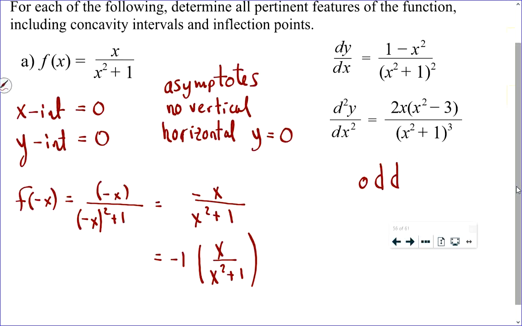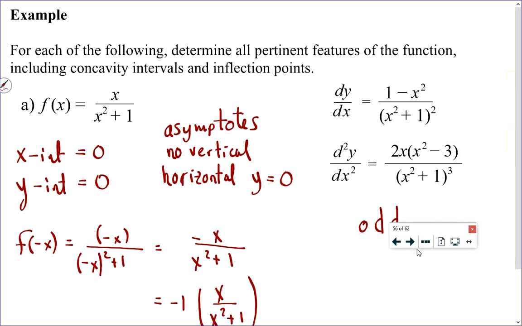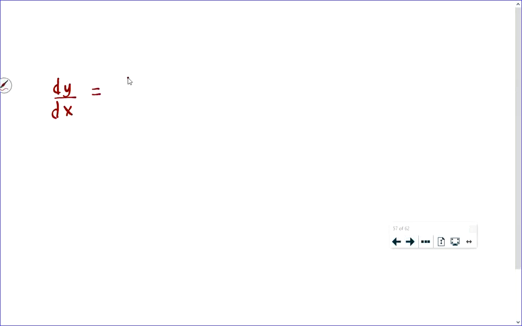So your first derivative, let me rewrite it for you. Your first derivative is x squared minus 1, I think. No, 1 minus x squared over x squared plus 1, quantity squared. So what do we have for critical values of x? The only critical values of x for the first derivative are 1 and negative 1.